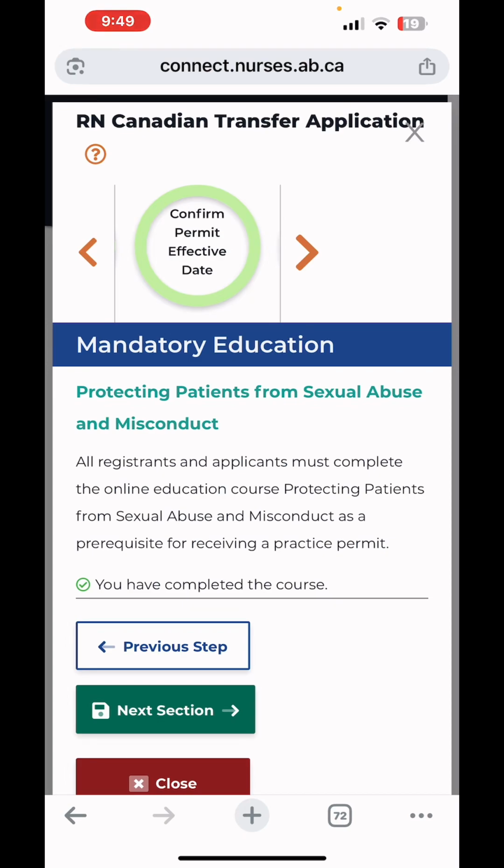Next is confirm permit effective date. In this they will ask you when you are thinking that you are going to start your practice. So you just fill in the date whenever you are going to start your practice. So that is the thing.